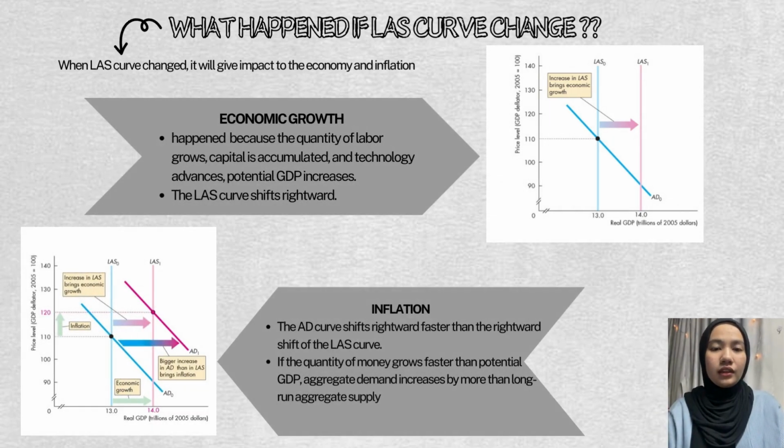Next is economic growth and inflation in the aggregate supply aggregate demand model. First, economic growth occurs when the quantity of labor grows, capital accumulates and technology advances, and also potential GDP will increase. This will result in the long-run aggregate supply curve shifting rightward. Secondly is inflation. Inflation happens if the quantity of money grows faster than potential GDP and aggregate demand increases more than aggregate supply. This will result in the aggregate demand curve shifting rightward faster than the long-run aggregate supply curve shifts rightward.